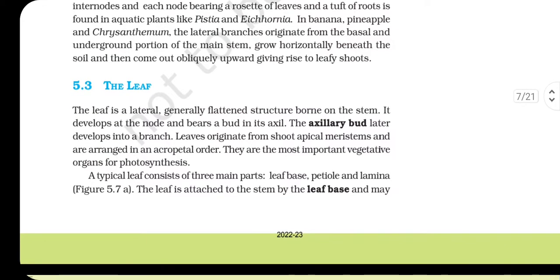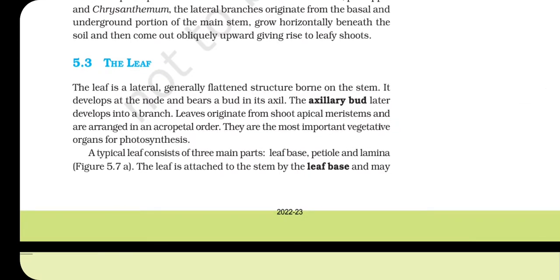The leaf. The leaf is a lateral, generally flattened structure borne on the stem. It is developed at the node and bears a bud in its axil. The axillary bud later develops into a branch. Leaves originate from shoot apical meristem and are arranged in an acropetal order. They are the most important vegetative organ for photosynthesis.